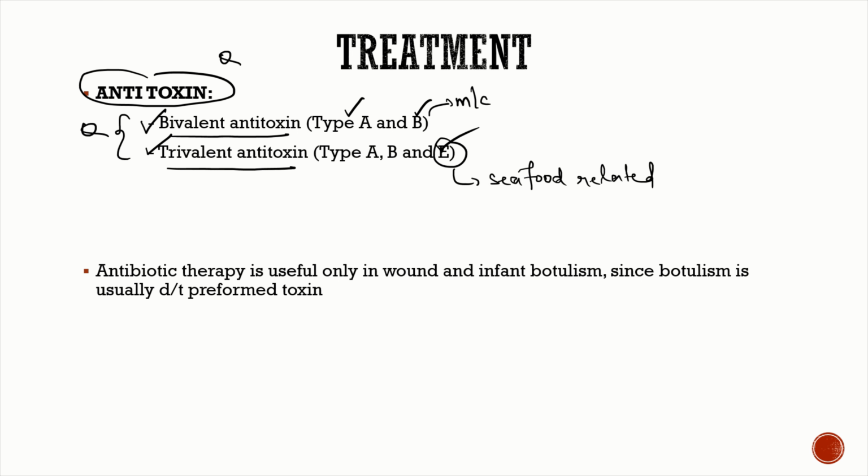And remember, there is no major role of antibiotic therapy because the most common mode of acquiring botulism is by ingestion of the preformed toxin. So mainly you're going to give antitoxin. But in case of wound botulism and infant botulism, where there is going to be slow release of toxin by the organism in the tissues, in that scenario, antibiotic therapy might be useful.